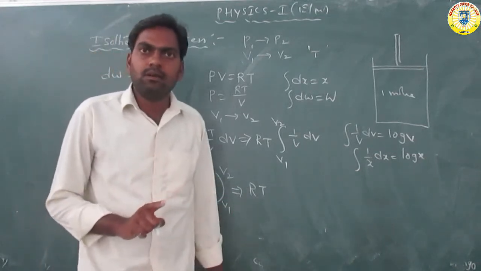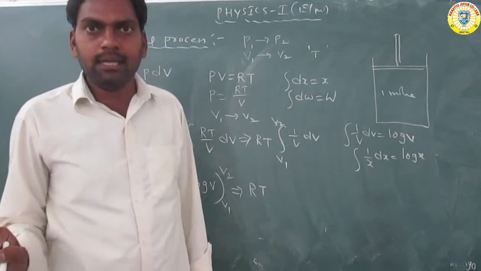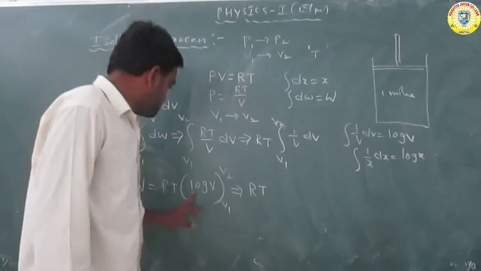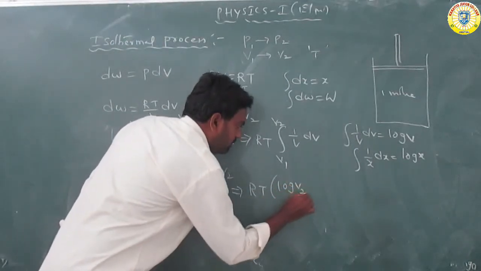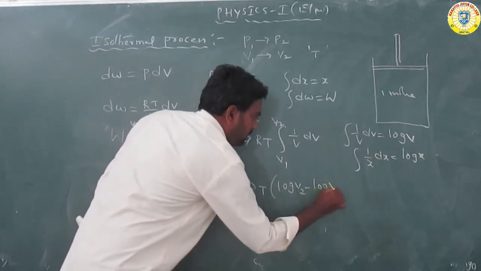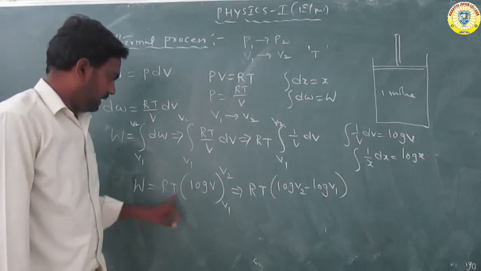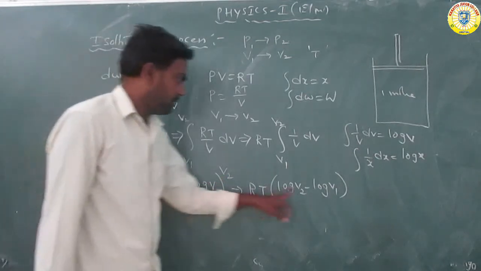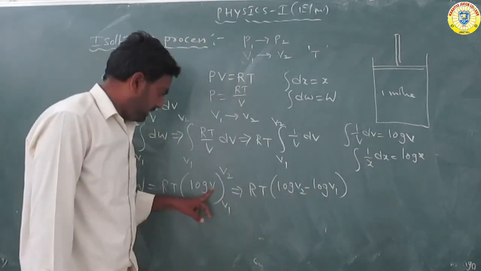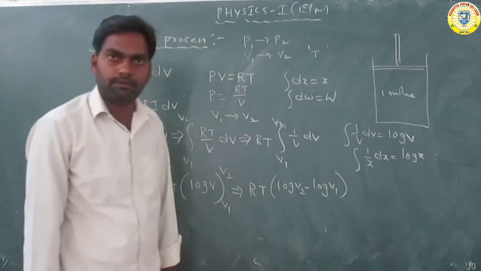Okay, that means upper limit substituting minus lower limit substituting. So log V2 minus log V1. So RT log V. So V plus substituting V2 minus V plus substituting V1. So minus V1 log V1.